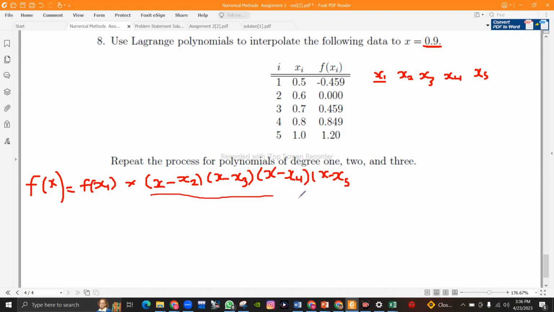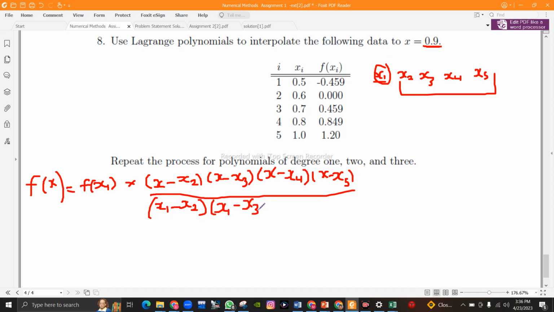Then divided by, we take x1 that we are using, we separate from the remaining 4. This x1 that we are using, now x1 minus x2 that we are interpolating presently, also x1 again minus x3, x1 again minus x4, x1 again minus x5. We'll do the same thing. This for the first one. We are going to do it 5 times for x1, x2, x3, x4, and x5.